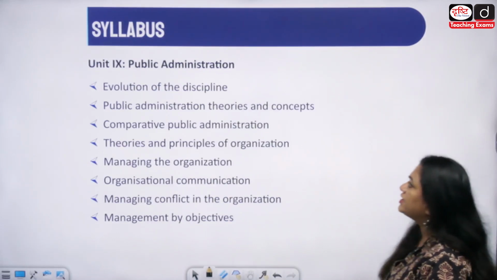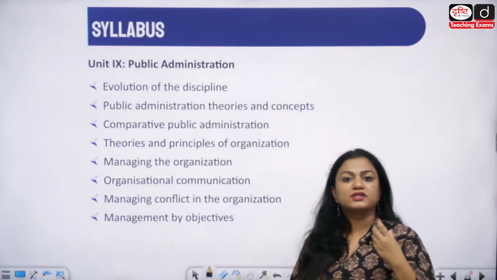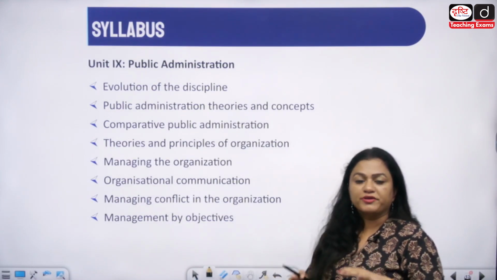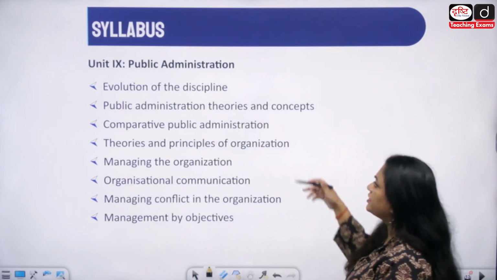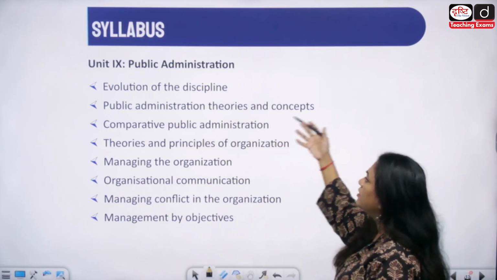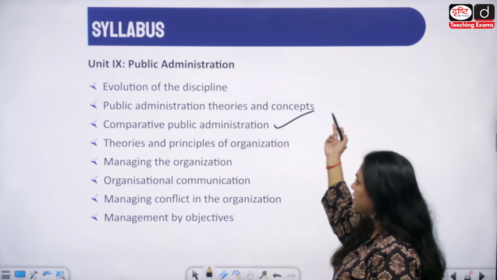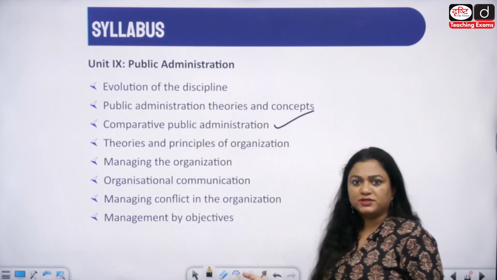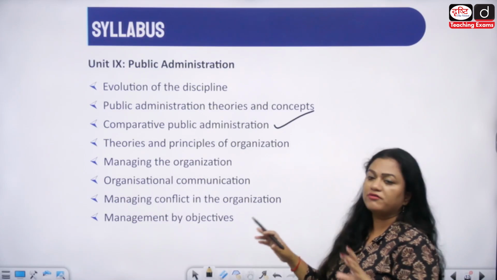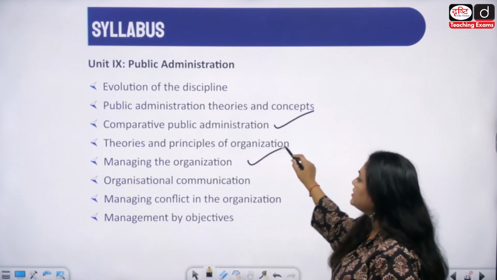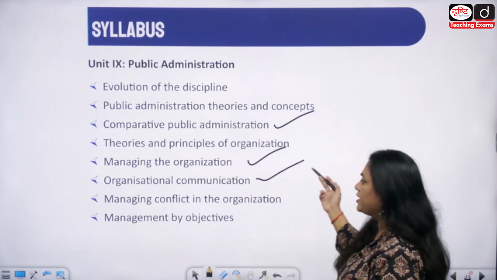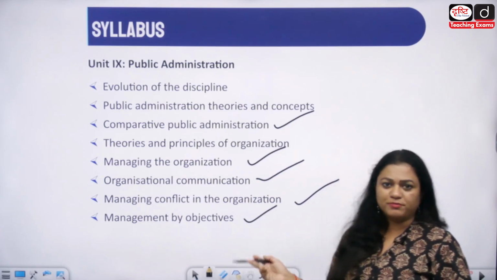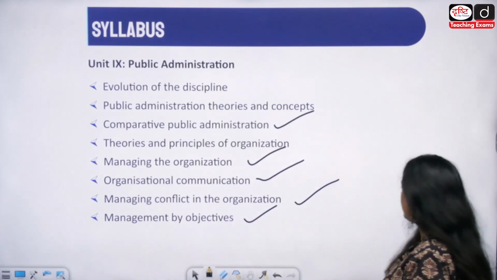Then we have the 9th unit, which deals with public administration. Here it is very theoretical. So we will first start with the major theories, the evolution of the discipline. Then comparative public administration, theories and principles of organization. So many principles of organization are there, which will all be covered here. Then managing the organization, organizational communication, managing conflict in the organization, and management by objectives. All these things will be covered here.